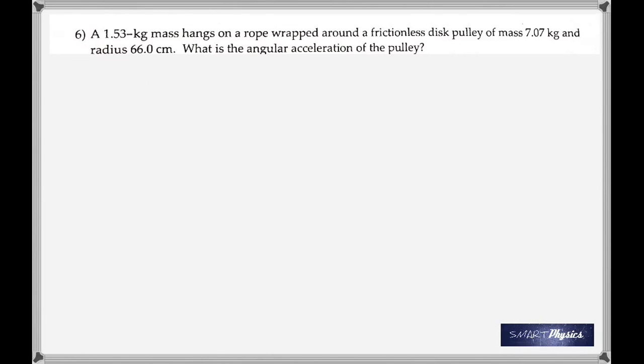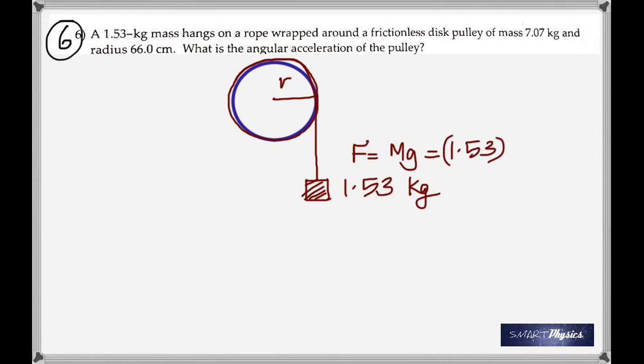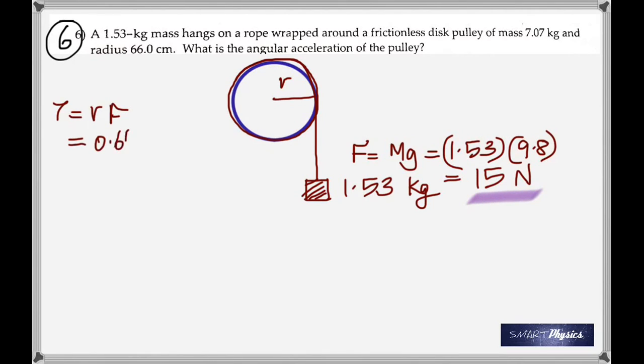No, we're just getting to that. Okay, this is how you do number 6. The disk, the mass hanging down there, causes a force which is 1.53 times 9.8. Yeah, because you're actually looking for force there. So that's 15, and then torque is radius times the force.